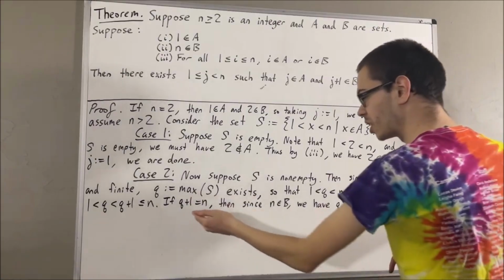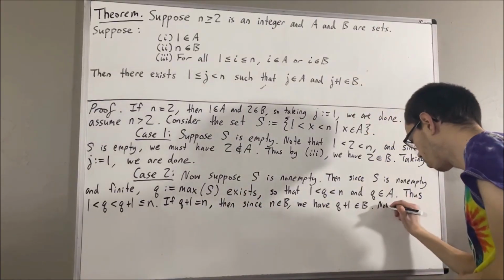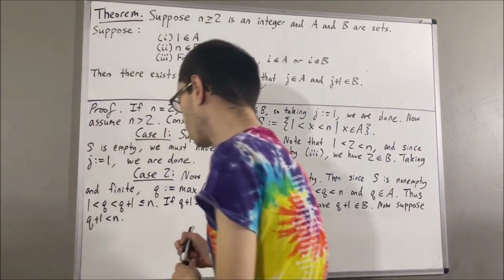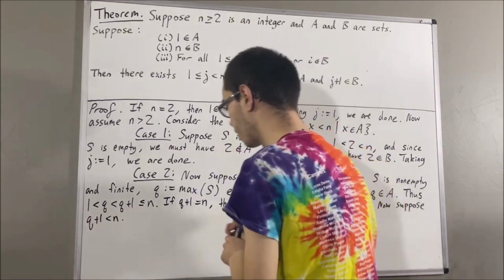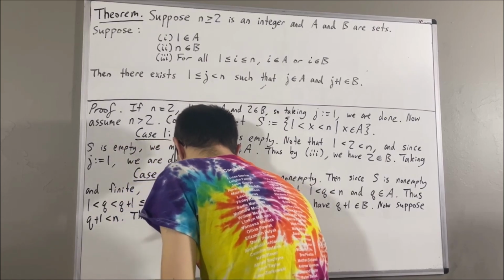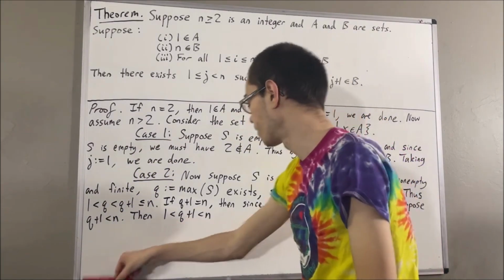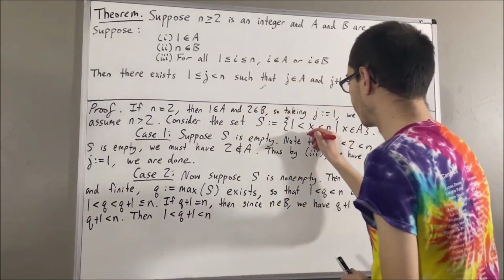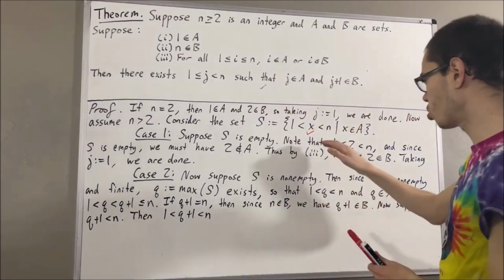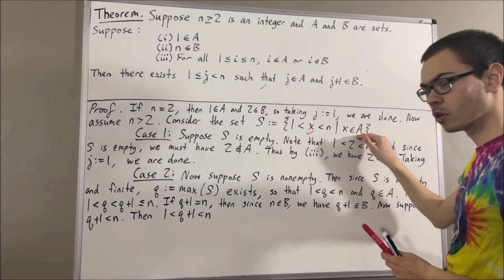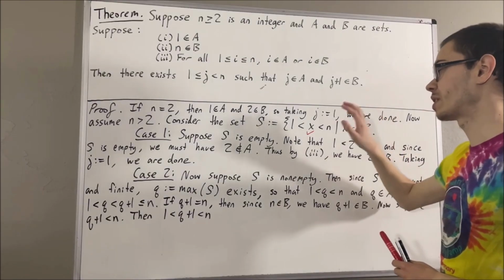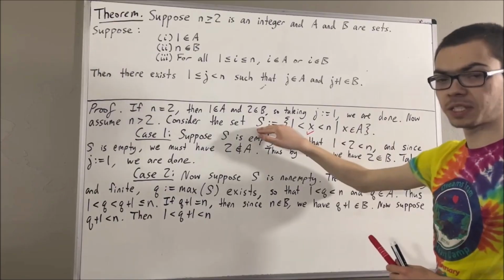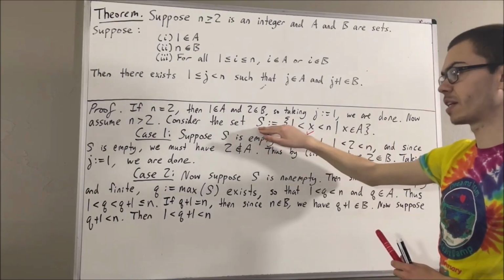Now let's consider the case Q plus 1 is less than N. Well then, we have 1 is less than Q plus 1 is less than N. So this tells us that Q plus 1 satisfies this condition, but is it also true that Q plus 1 is an element of A? Well, what happens if Q plus 1 is an element of A? Well then, Q plus 1 satisfies all the requirements to be an element of S. So Q plus 1 is an element of S.